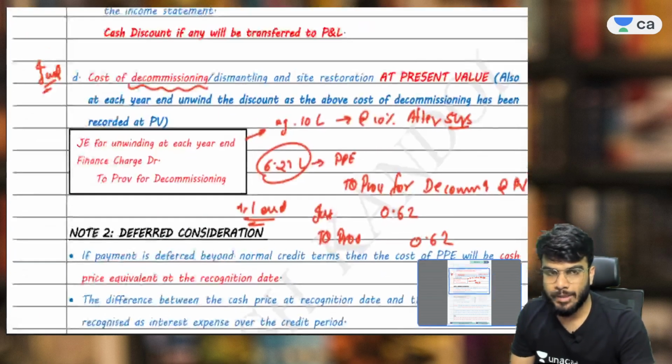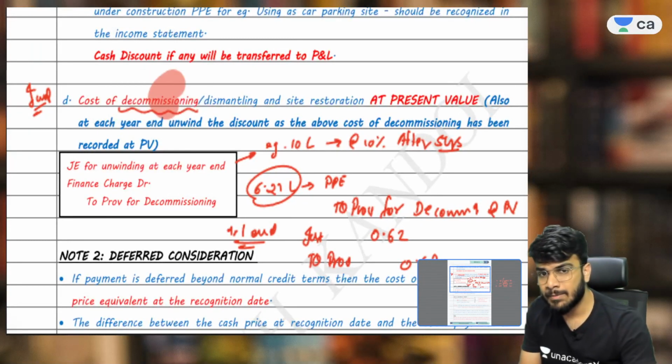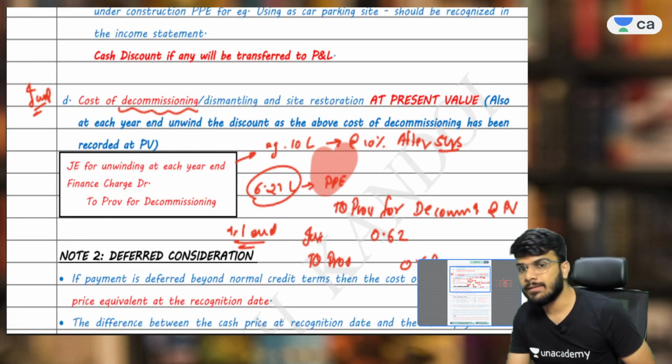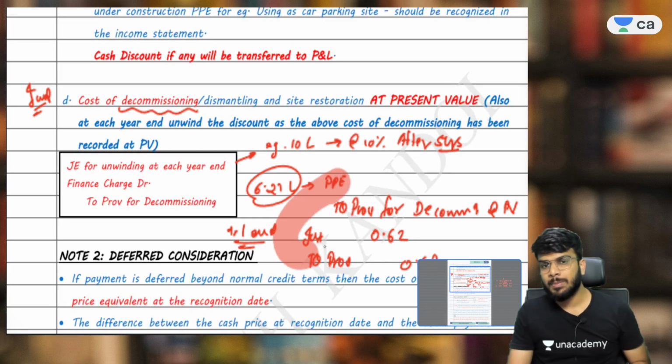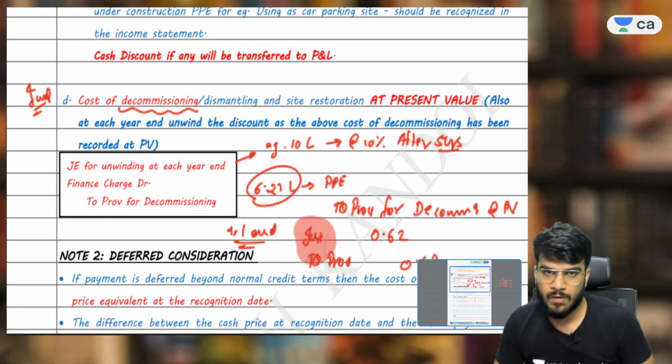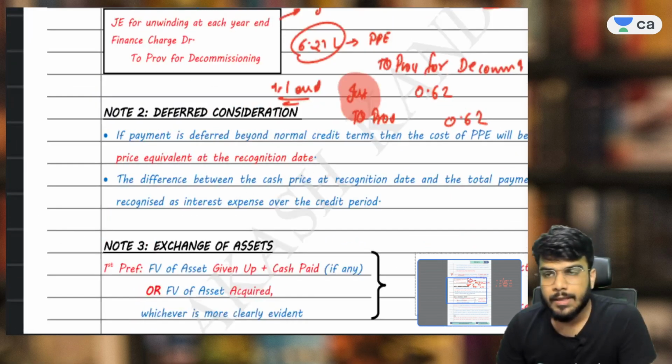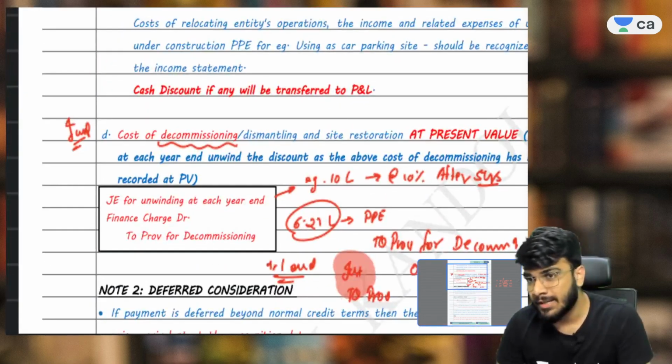I hope you're getting this point. So you will initially record this decommissioning in the cost of PPE at present value, and then the unwinding is not added to PPE. It is transferred to interest, profit and loss account. Okay. So this was the first point which you need to consider if the asset is purchased.